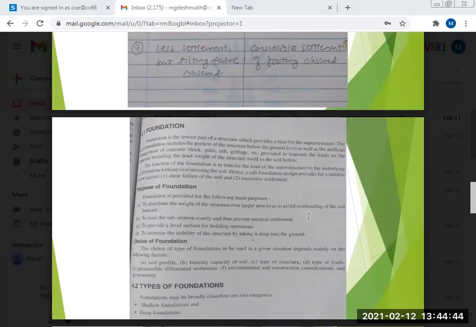Second is to load the substratum evenly and thus prevent unequal settlement. It means that whenever the load is applied, suppose नीचे नरम, कोई भी आप एक नरम चीज ले लो और ऊपर से एक लोड डालो तो वो धस जाएगा, it will settle down. So our building should have a permissible settlement, beyond that हम उसको settle होने नहीं देना है.